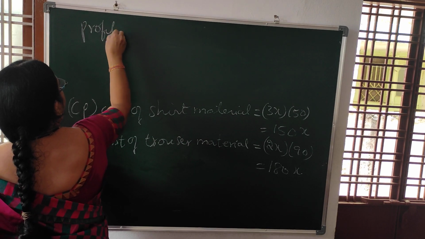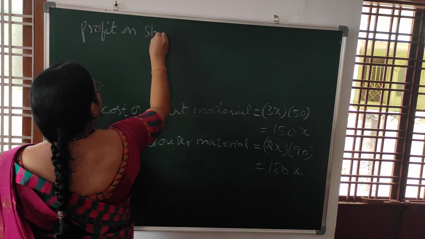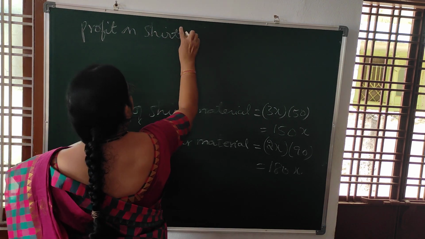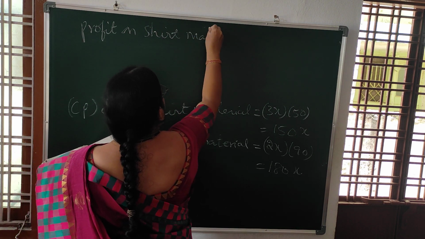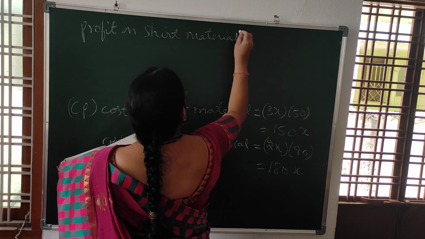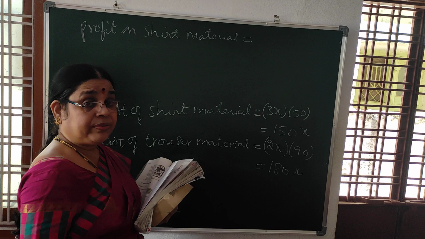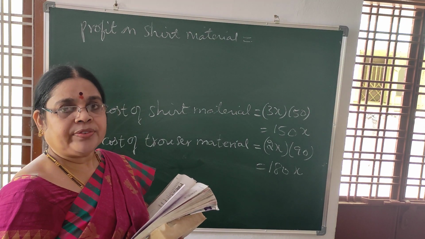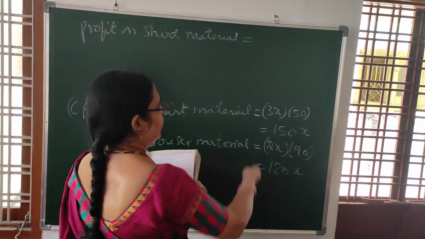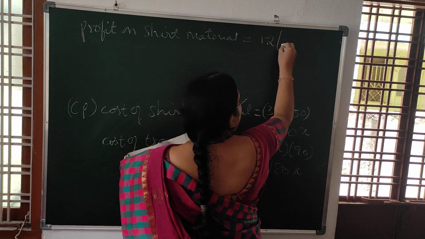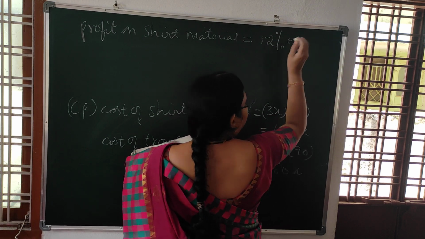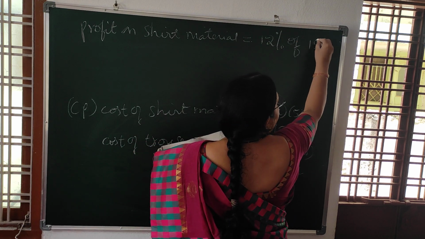Profit on shirt material. He sold shirt material at a profit of 12%. So how to find the profit? Profit percent is given. To find the profit, take profit percent of CP. So here profit percent is 12 of CP. How much is CP? 150x.